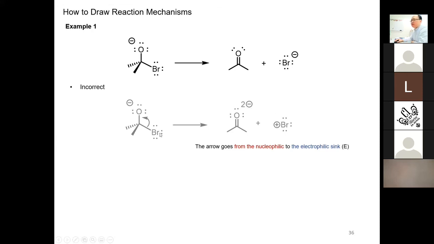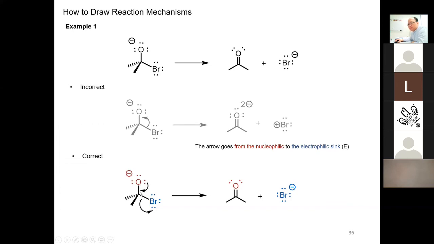And for the bromide, this bond to break and the bromide to give out an electron is also not reasonable, because bromide plus is not reasonable in this case. So the first error is that the arrow goes from the nucleophile to the electrophile sink. The arrow should start from the minus, or from the lone pair, and go back to this bond. So you form a double bond here.